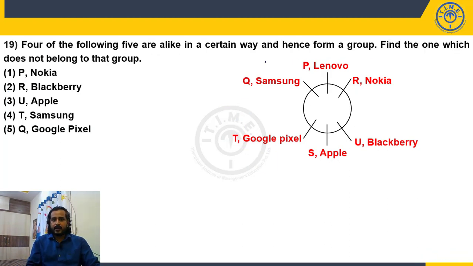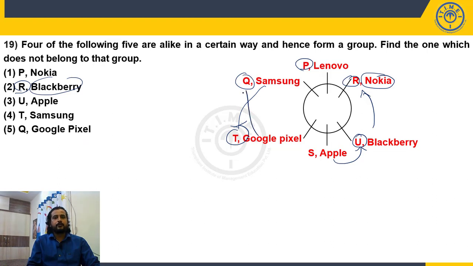4 of the following 5 are alike in a certain way and hence form a group. Find the odd one out, which does not belong to that group. P Nokia. P is immediate right of Nokia. Okay. R BlackBerry. R is immediate right of BlackBerry. Okay. U Apple. Yes, U is also immediate right of Apple. T Samsung. T is also immediate right of Samsung. Q Google Pixel. Q is immediate left of Google Pixel. Everywhere it is immediate right side except in the 5th option. So choice 5.